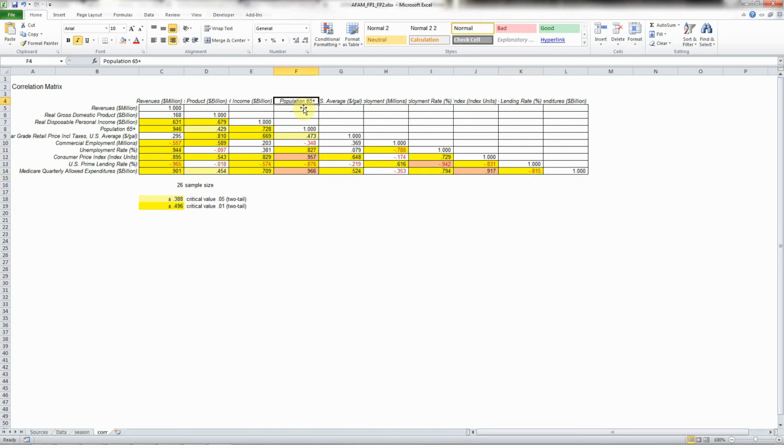In other words, we have population highly correlated with consumer price index, and population 65 plus correlated with medical quarterly allowed expenditures. As a result, if we're going to have to drop one of these because of high VIF, then we can drop one or the other, because essentially they're both providing the same information, and that's not necessarily going to help us. So we have a choice to drop the one that's not better for us and keep the one that's better.